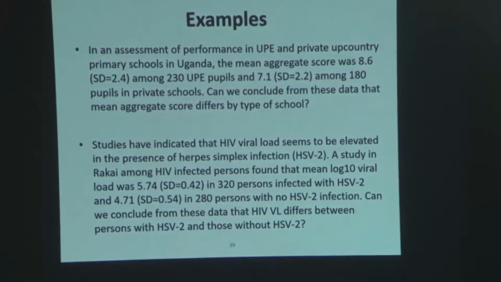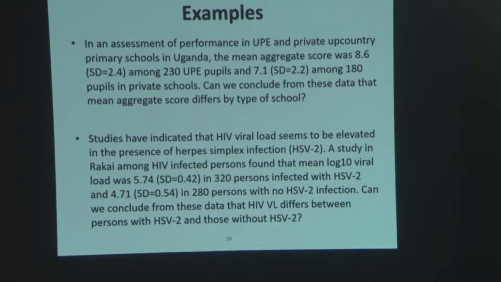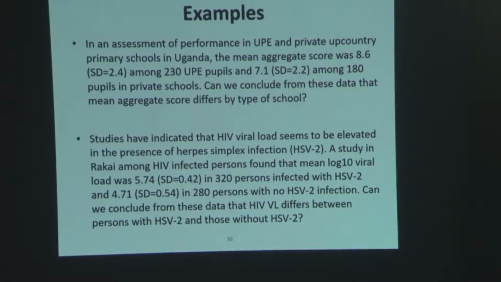And I want to turn you back to the slides again. So usually, questions come in this kind of format. In an assessment of UPE and private upcountry schools in Uganda, the mean aggregate score at PLE was 8.6 with a standard deviation of 2.4 among 230 UPE pupils, 7.1 with standard deviation of 2.1 among 180 pupils in private schools. Can we conclude from this data that the mean aggregate score differs by type of school?